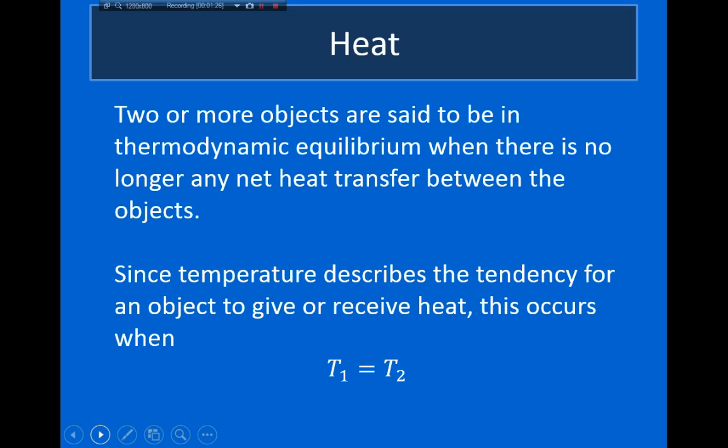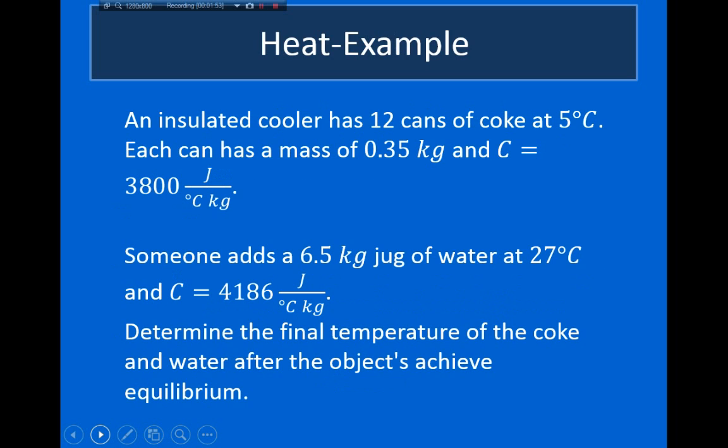Now, one of the types of problems that we'll study a lot in this class are thermodynamic equilibrium problems. Two objects are said to be in thermodynamic equilibrium when there is no longer any exchange of heat between the two objects. Because temperature describes the tendency for an object to give or receive heat, thermodynamic equilibrium will only occur when the temperatures of the two objects are equal. So let's go ahead and look at an example.